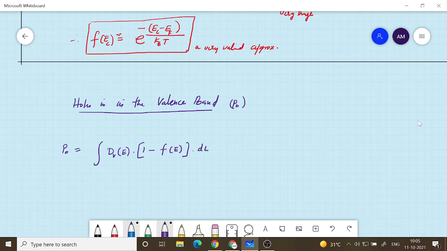So I am subtracting f of E from 1. So 1 is the maximum probability. From that, if I subtract f of E, the probability of occupation, I will get the probability of non-occupation. So we have the density of states, and we are looking at how many of them are unoccupied. Okay, so that is what together we call P of E.